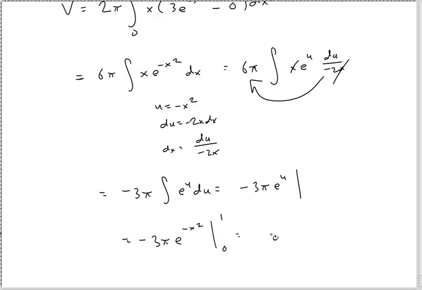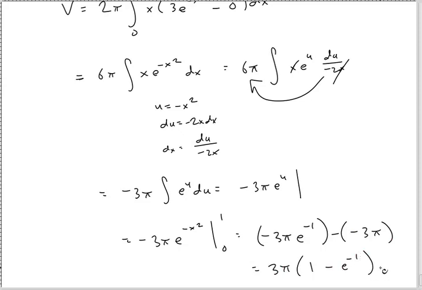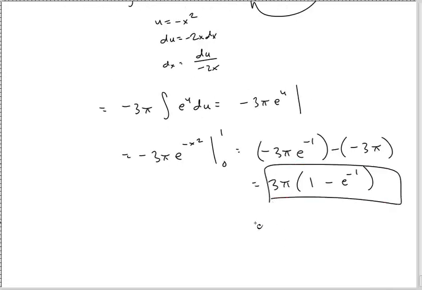Each one of these will probably be important to some degree, so be careful. It's not going to cancel anything, so that's e to the negative 1. And when you plug in a 0, you get e to the 0, which makes a 1, so it's just times 1. Two negatives make a positive, and so this is 3 pi times 1 minus e to the negative 1. Yup, that's the answer. Kaboom! Not too bad in the end.